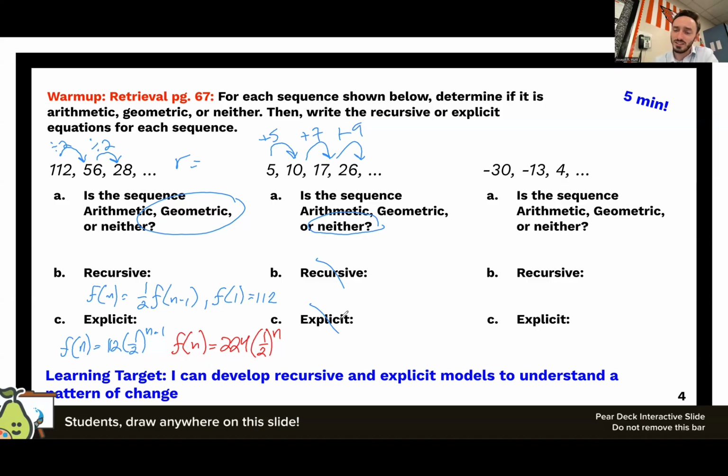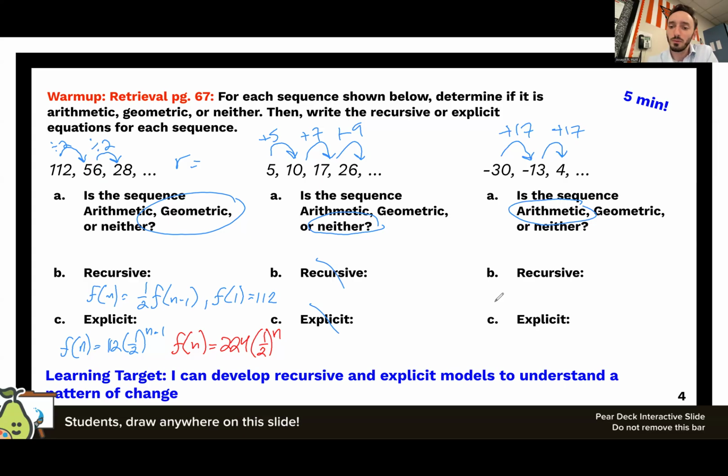For this last one on the right-hand side, if I go from -30 to -13, and then -13 to 4, I know here that my sequence is increasing. And one thing that I might initially check is to say, okay, is it arithmetic? If I go from -30 to -13, I'm adding something, I might be adding here by 17. But I want to check and make sure that that's consistent. So as I go from -13 to 4, I see that that's also plus 17. So I know for sure in that case that I've definitely got an increasing arithmetic sequence on my hands.